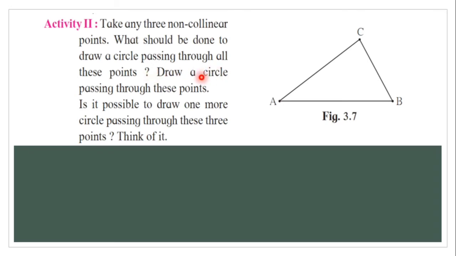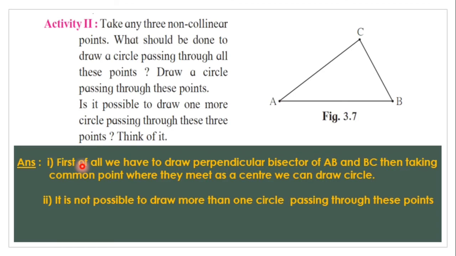Now the next question is to draw a circle passing through these points. Then, is it possible to draw one more circle passing through these 3 points? Think of it. So here is our answer. For the first question, first of all we have to draw the perpendicular bisectors of AB and BC. Then, taking the common point where they meet as the center, we can draw a circle. Now the answer to the second: it is not possible to draw more than one circle passing through these points. Since they are non-collinear points, we cannot draw more than one circle.